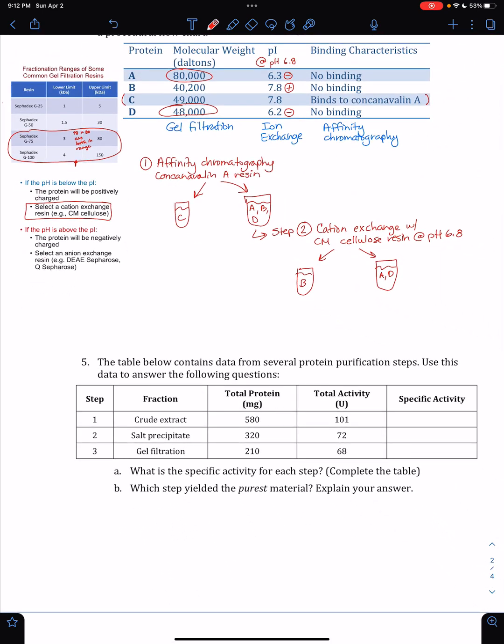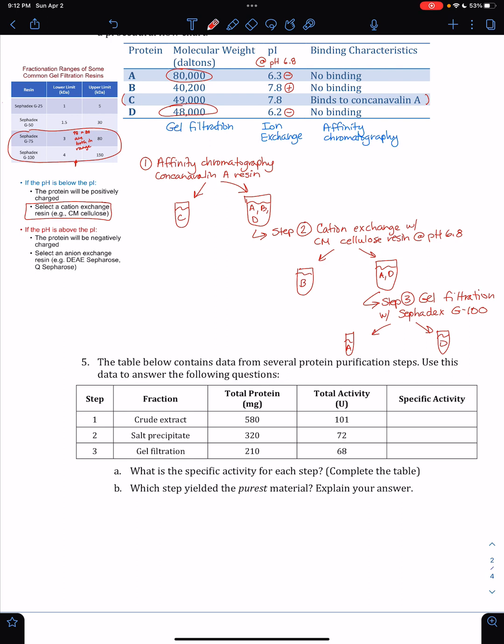Okay, so step 3 is going to be gel filtration with Sephadex G100, and that's going to mean that I will separate A and D, and they will wind up being in 2 fractions if I collect separate, multiple fractions coming off of the column. So that's one way of doing it.